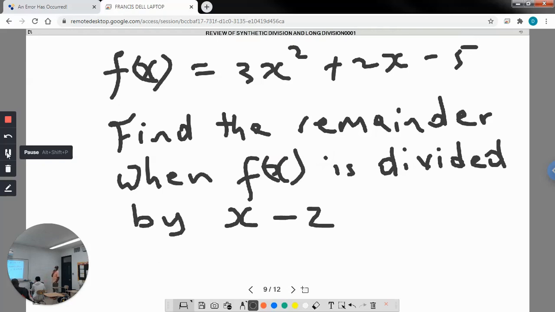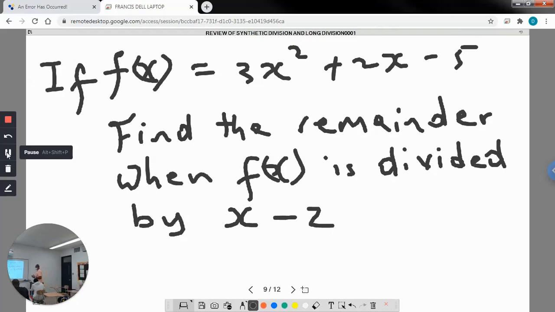Right? You need to make a note of that. If f of x is equal to 3x squared plus 2x minus 5, find the remainder when f of x is divided by x minus 2.